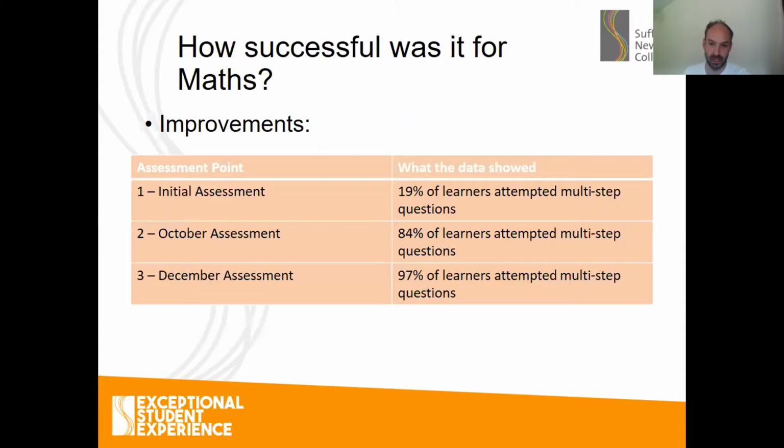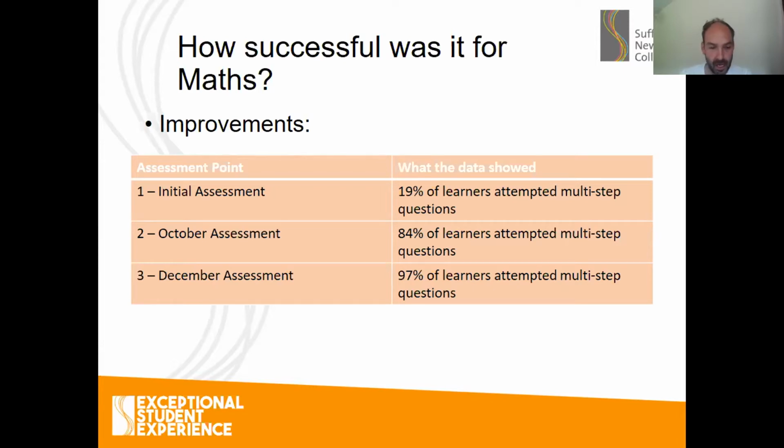At the start of the academic year we carried out an initial assessment, and then at various points for our GCSE learners, October, December, March, we had further assessments. What we found was that in our initial assessment, when there were multi-step questions, only 19% of our learners attempted those questions. So a very, very small amount. In most cases, they would look at the question and think, oh, that's too difficult, and they would leave it blank.